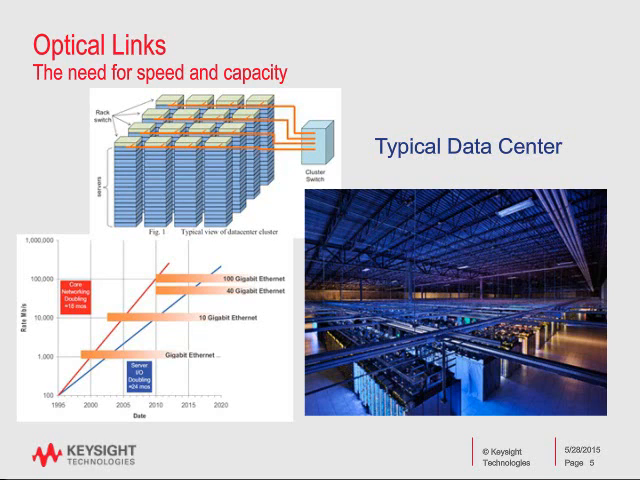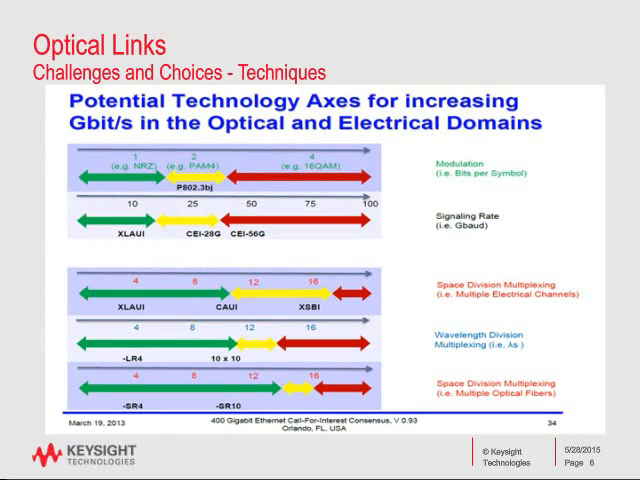So what does this mean for you and me as designers in this environment? Well, here's one way of looking at the problem: if we're going to achieve all this speed, how are we going to do it? You can see on this slide there's a number of design variables that we have to work with. There's certainly going to higher order modulation.